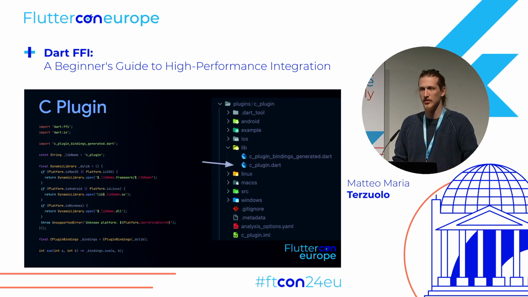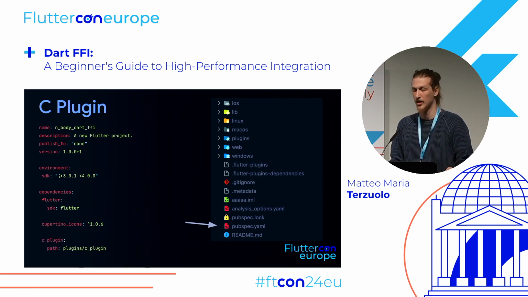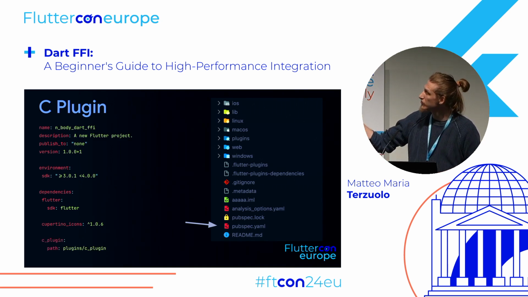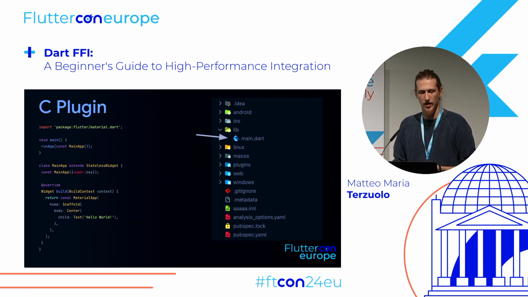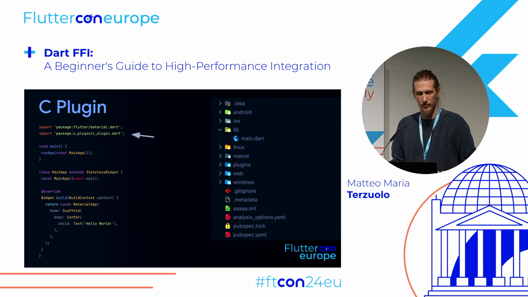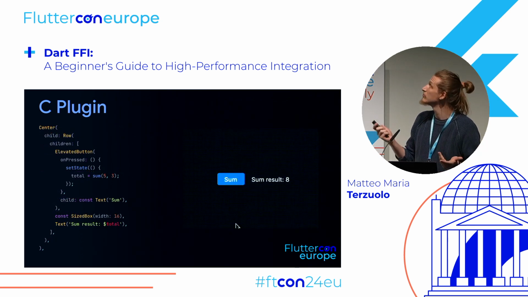And that's all. After that, we just need to go back into our app, go to the pubspec.yaml file, and add our plugin with the path label. And then we just use it like every other package from pub.dev. So if we go into our app, I just used an empty app, and I added my C plugin, and then I added our sum, and it works. So yeah.